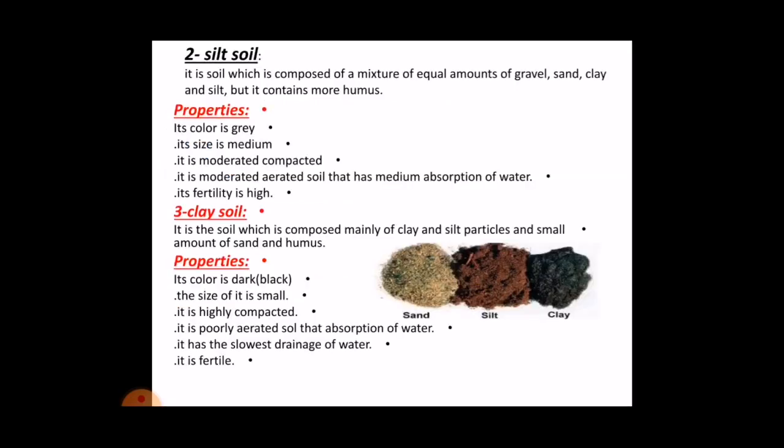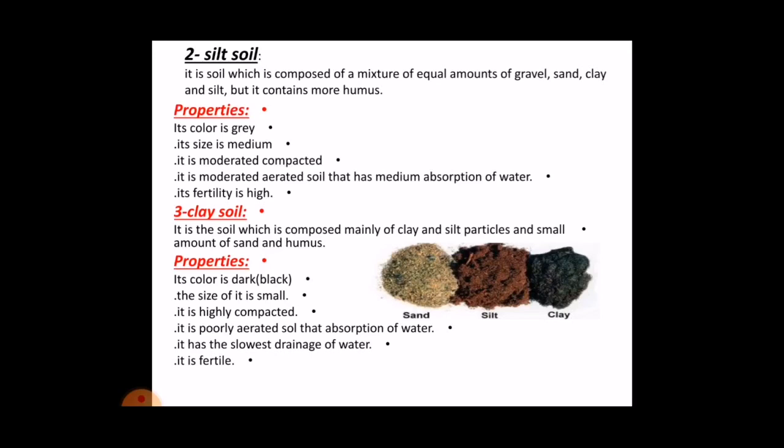Silt soil. Number 2, silt soil. It is soil which is composed of a mixture of equal amounts of gravel, sand, clay, and silt, but it contains more humus. Silt soil: a mixture of equal amounts of gravel, sand, clay, and silt, but it contains more humus.